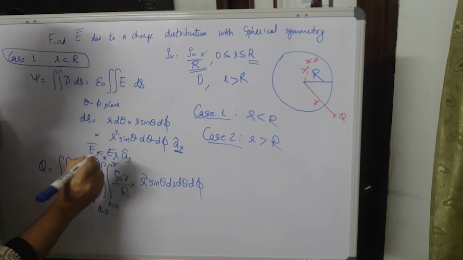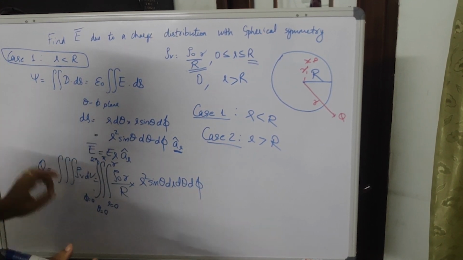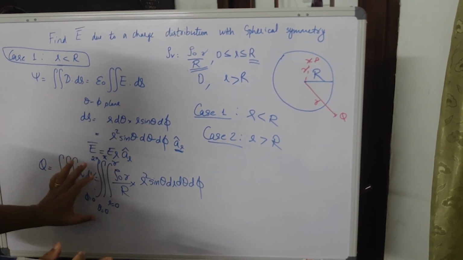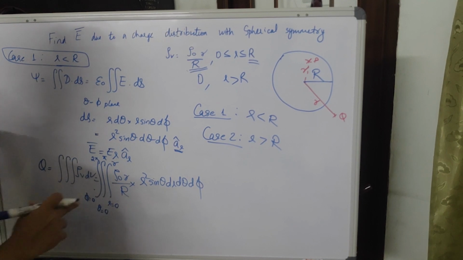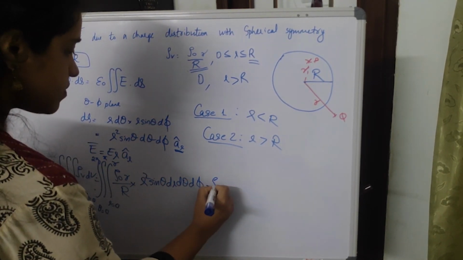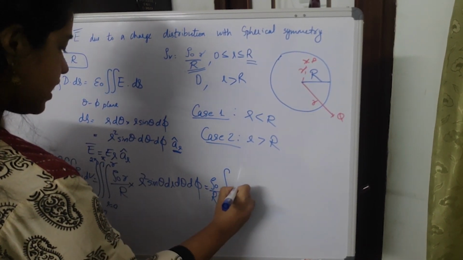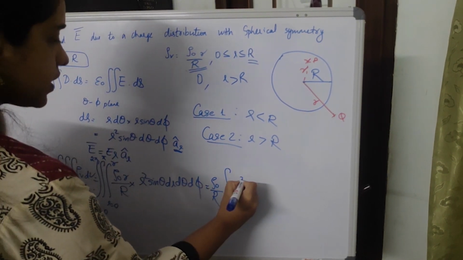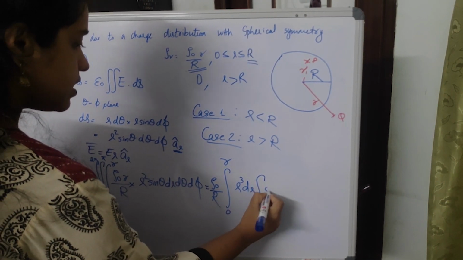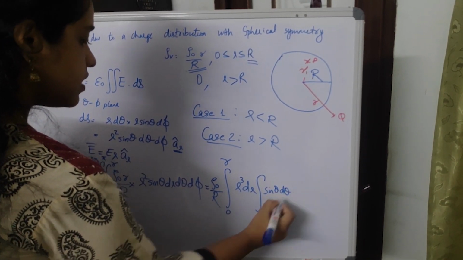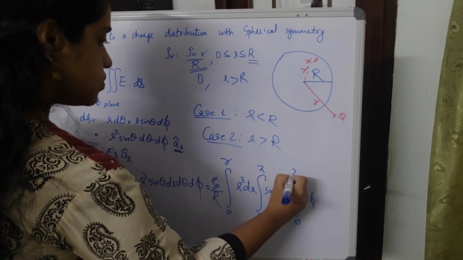If you are considering a sphere in general and no conditions are given, from the coordinate system diagram itself it is clear that theta varies from 0 to pi, and phi varies from 0 to 2 pi. So you proceed with the integration. It is rho naught by capital R into the integral of r cube dr, with limits 0 to R, into the integral of sin theta d theta from 0 to pi, and the integral of d phi from 0 to 2 pi.